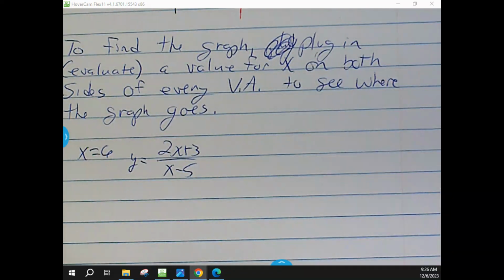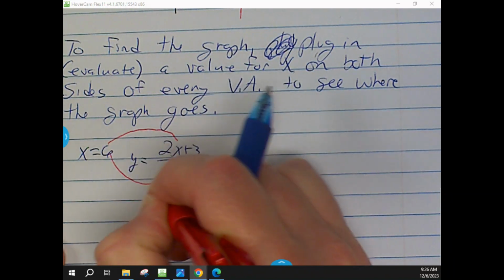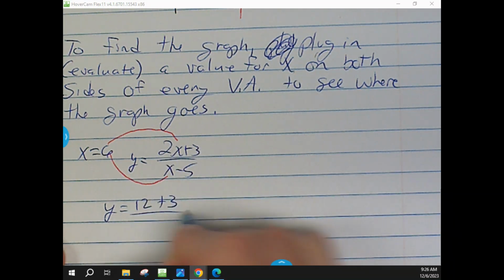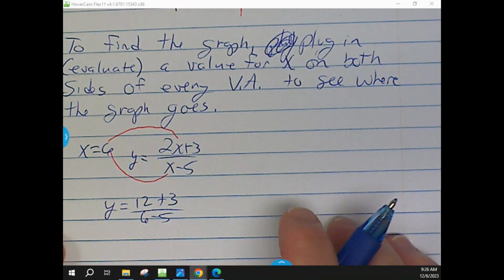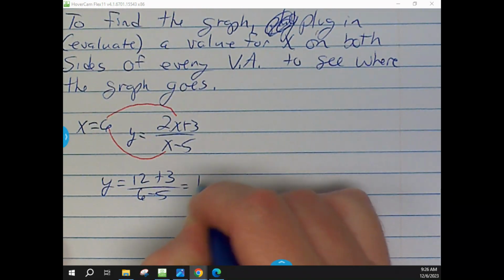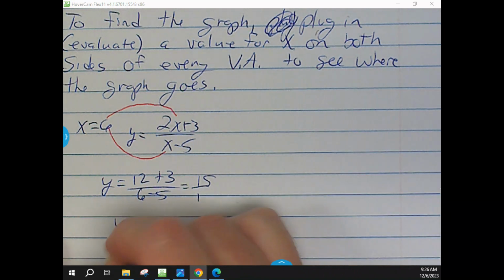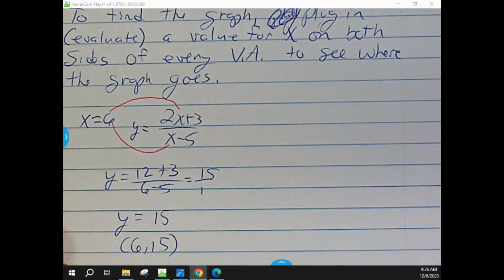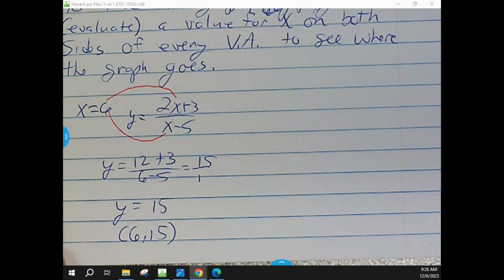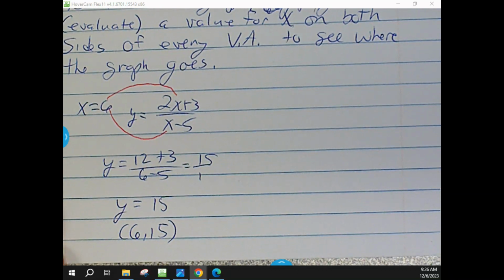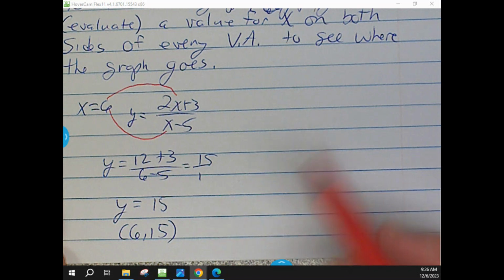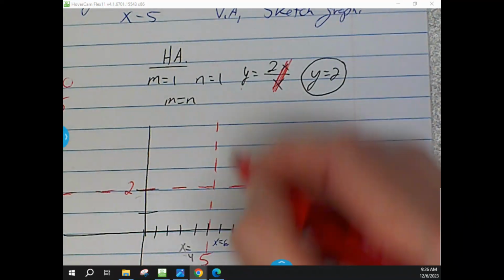All right, so take the 6 and plug it back in. 6 will go there, and 6 will go there. So that'll leave us with 2 times 6 is 12. 6 minus 5 is 1. So that's 12 plus 3, that's 15 over 1. So that y value is just 15. Okay, so that ordered pair is 6, 15. So on this graph, we know for sure that (6, 15) is on this graph somewhere. If we plot that point, it would be somewhere way up here.